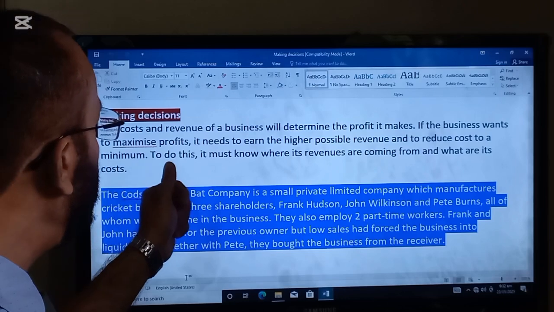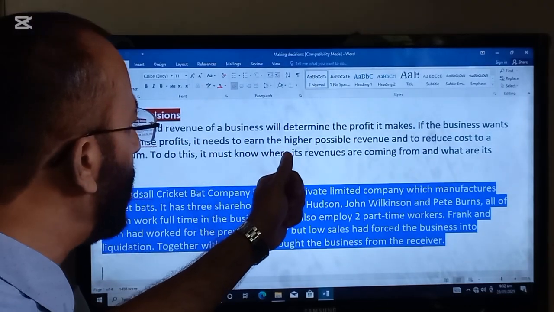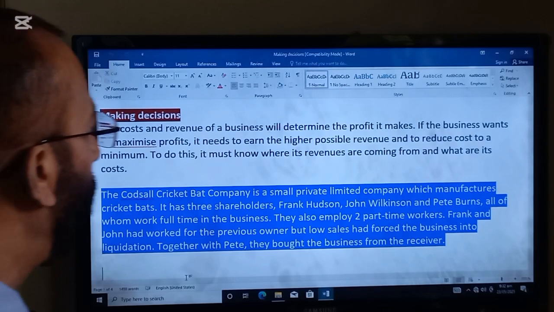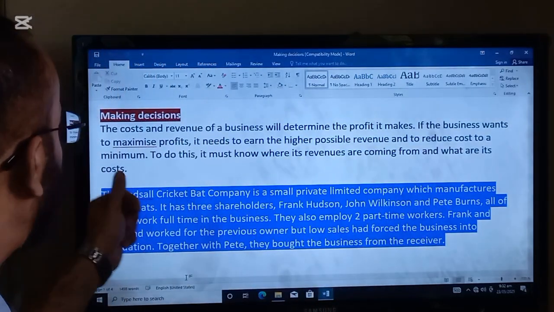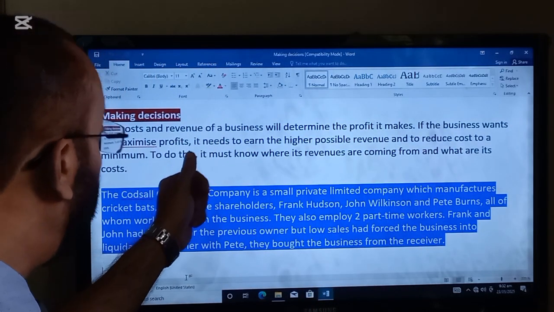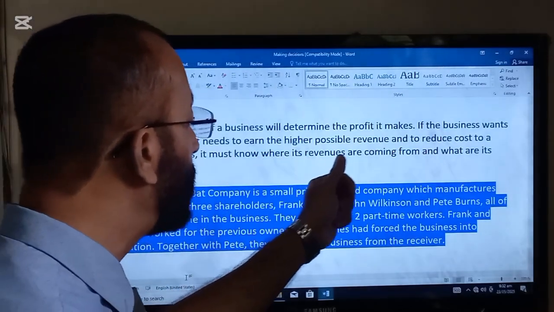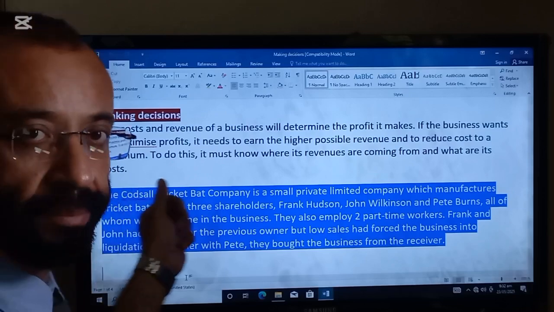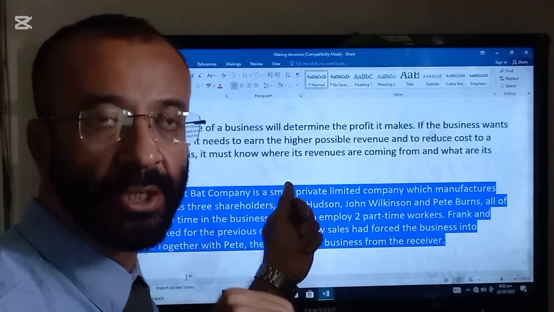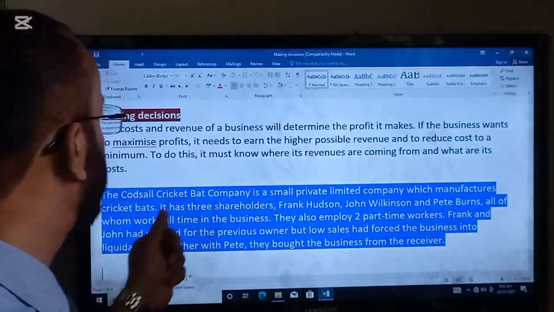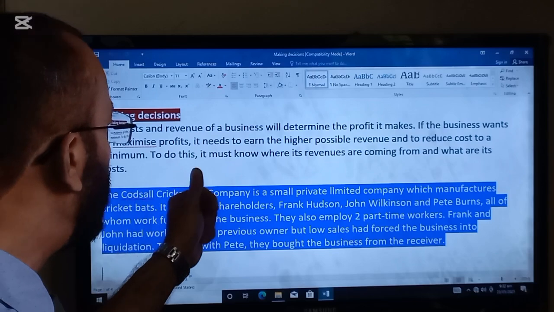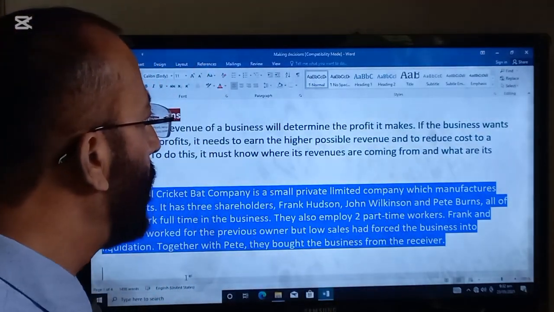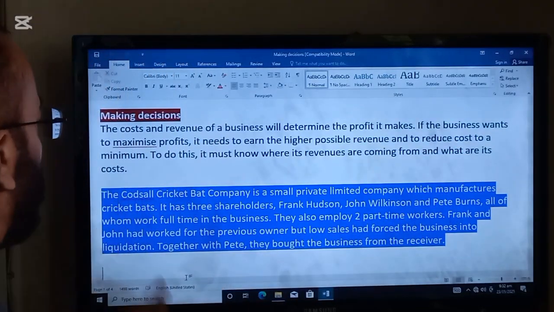The cost and revenues of a business will determine the profit it makes. If the business wants to maximize profits, it needs to earn the highest possible revenue and to reduce costs to a minimum. These are the two requirements to maximize your profit. To do this, it must know where its revenues are coming from and what its costs are.